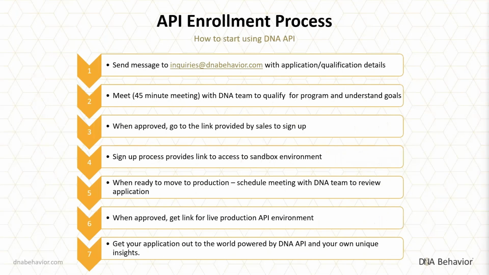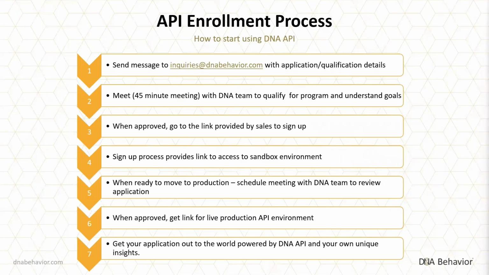So here's how you get into the program. You would send a message to Inquiries with your application and qualification details. Our sales reps should be able to get you that information. If you don't have it, if you send a note to Inquiries, they'll be able to provide you with the application and qualification details. Next, you'll meet with one of our sales team for a 45-minute meeting, and they will qualify you and help you understand the program and understand your goals for using the API.